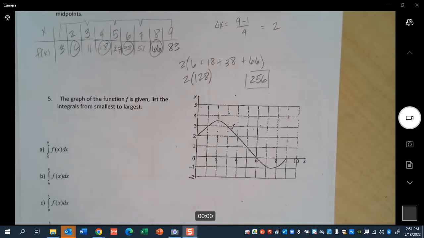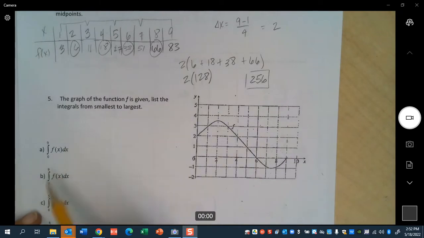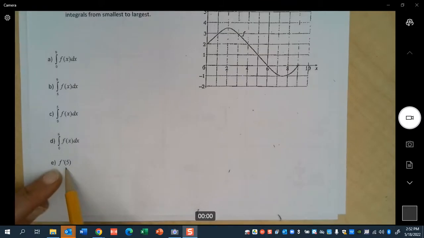All right, so if we're given just a generic function, we have to use this graph. The graph of function f is given. List the integrals from smallest to largest. So the area under the curve from 0 to 9, right? And then we have from 6 to 9, 0 to 5, 0 to 6, and then f prime of 5. Ready?